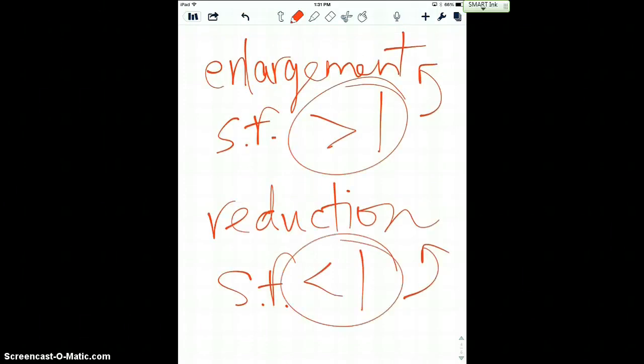You might say, well, what about if it's 1, a scale factor of 1? Well, then you have the same figure, like exactly the same, they're congruent.